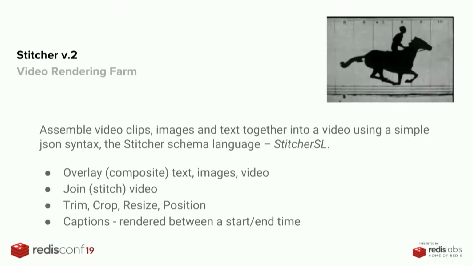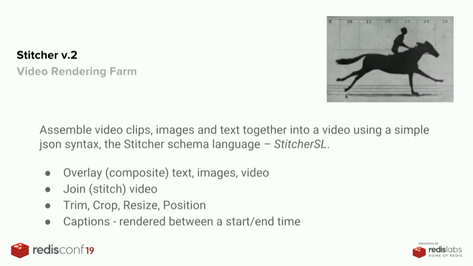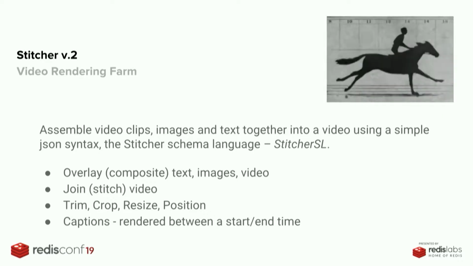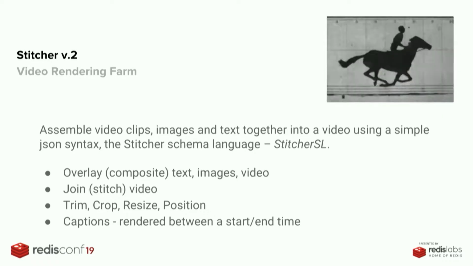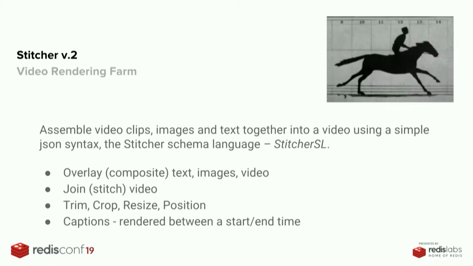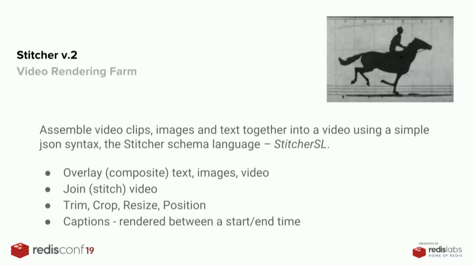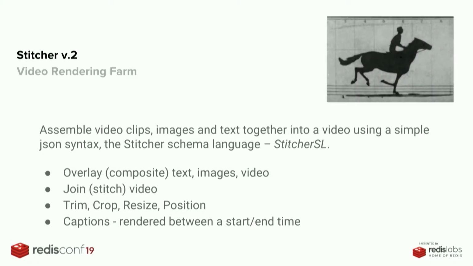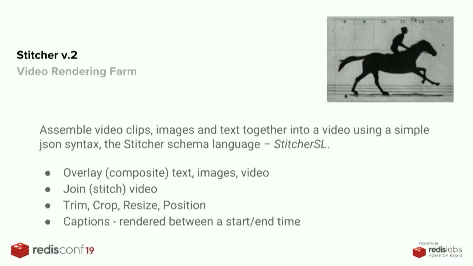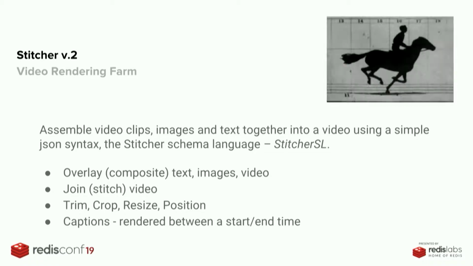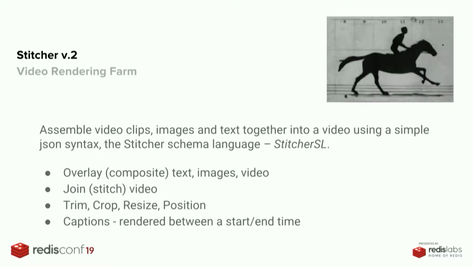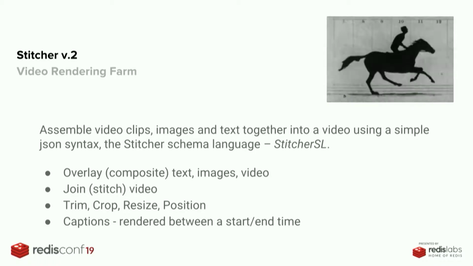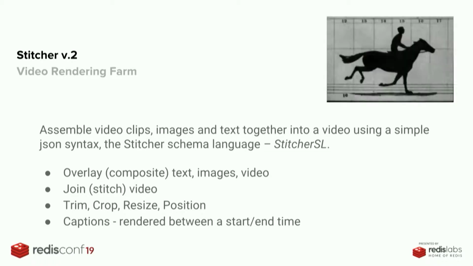So the rendering engine is called Stitcher, and we're going to be talking about version 2. What it does is assembles video clips, images, and text together into a video using a simple JSON syntax, which is the Stitcher SL, the schema language. It's going to allow you to overlay text, images, and video, join that video together, and also do some trimming, cropping, resizing, and positioning of different content. We're also able to add captions that are rendered between some start and end time.